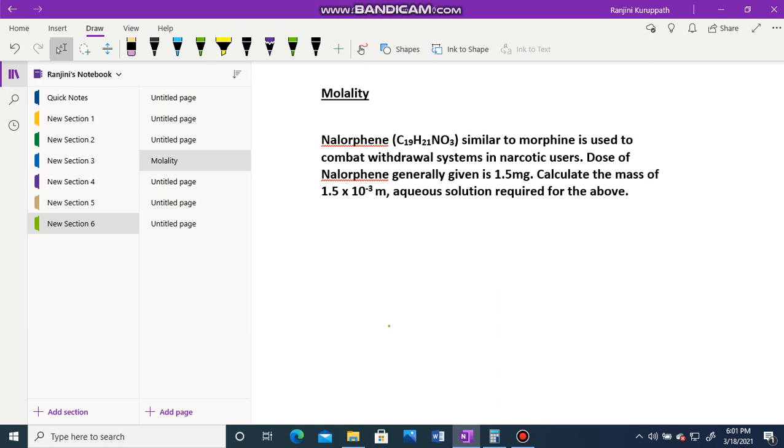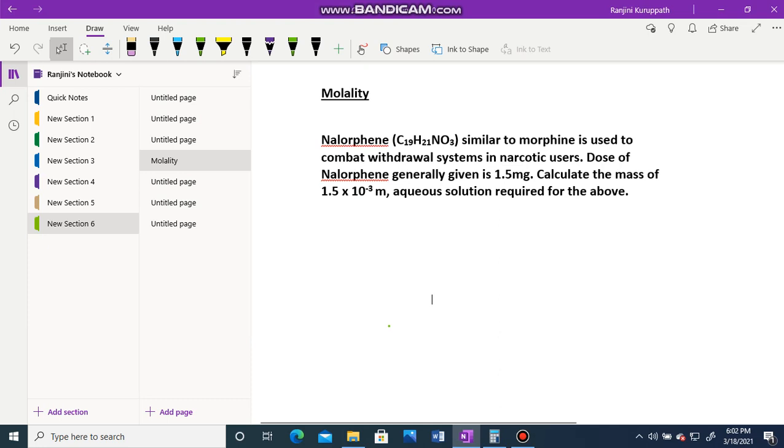Nalorphine, similar to morphine, is used to combat withdrawal symptoms in narcotic users. The dose of nalorphine generally given is 1.5 milligram. Calculate the mass of 1.5 × 10^-3 m aqueous solution required for the above. So when you get a question like this, please read the question twice. Understand what they are asking for.